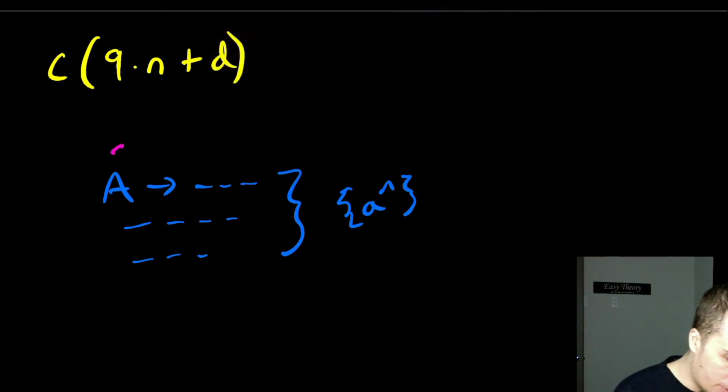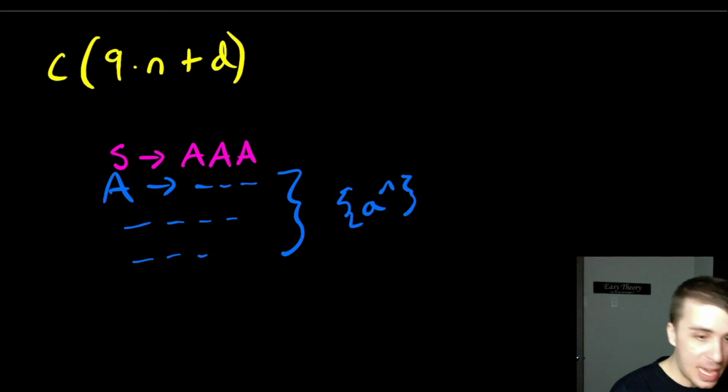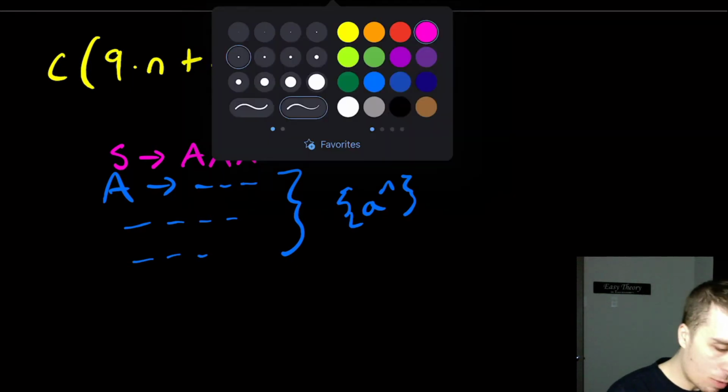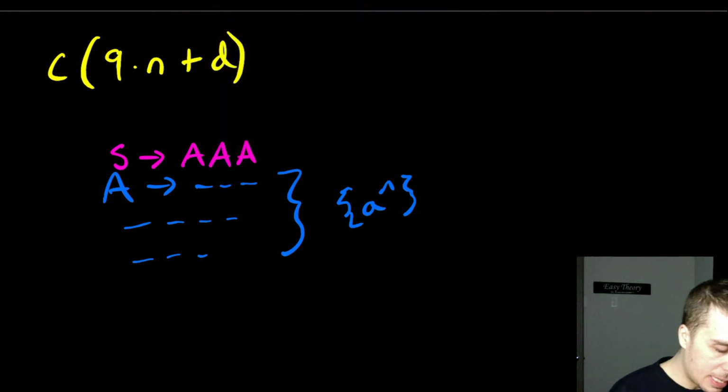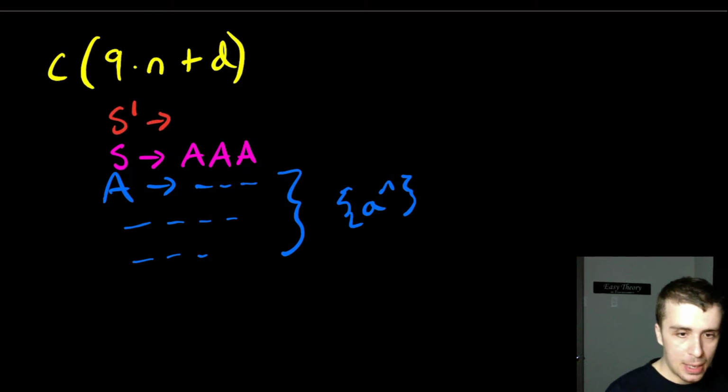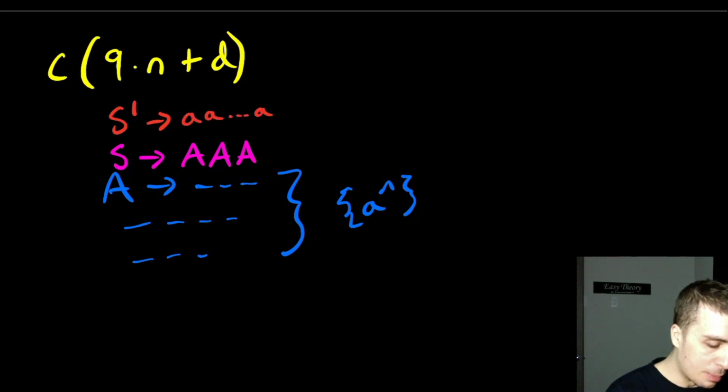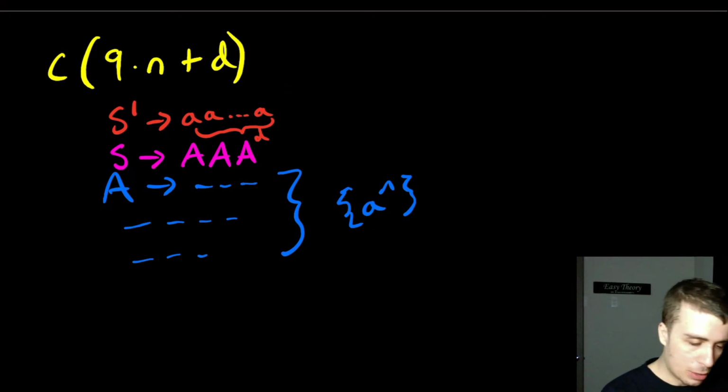We're going to have s going to 3 occurrences of a, and then what we'll have after is s prime going to make d occurrences of the little a, just like before. So there are d of them here. And then we will have 3 occurrences of, not a, we will have 3 occurrences of s.